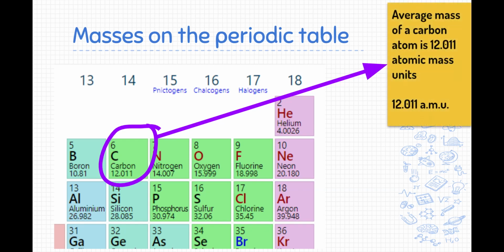For example, carbon has an average mass of 12.011. Now, most periodic tables do not write in the unit because the unit isn't incredibly important, but these units are called atomic mass units. They're just relative units where hydrogen is set essentially as 1 and every element's based off of that. So carbon has an average atomic mass of 12.011 AMU.